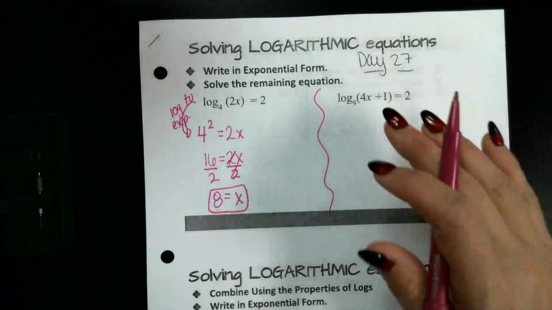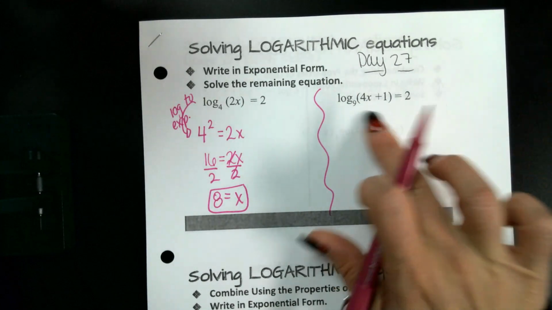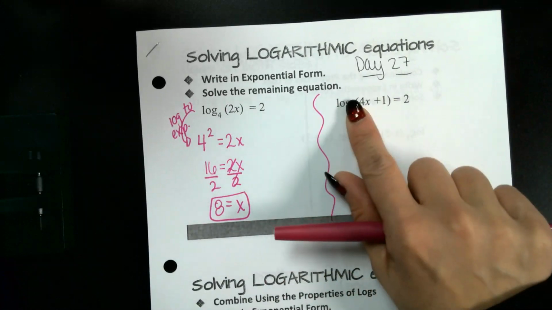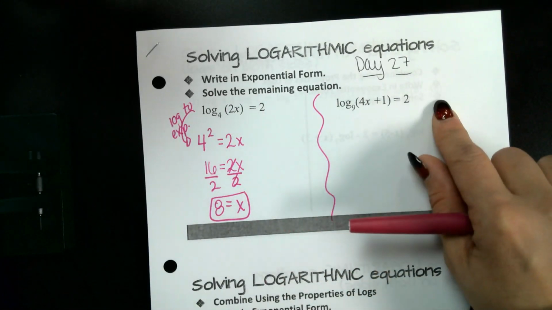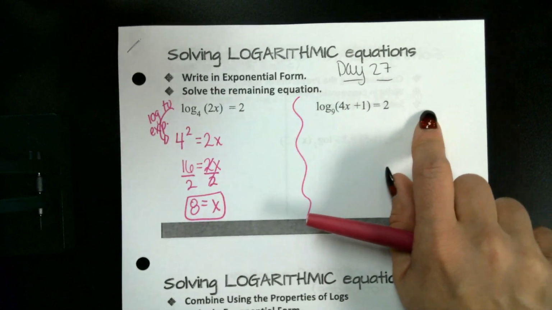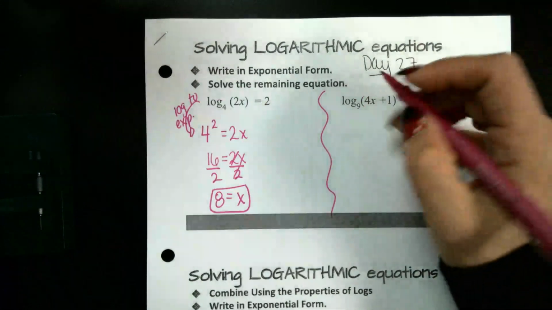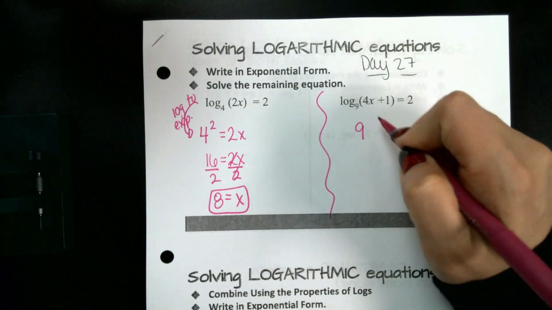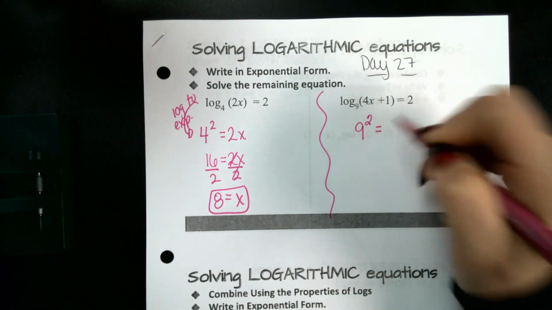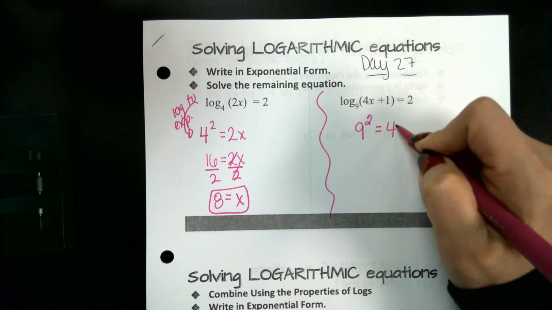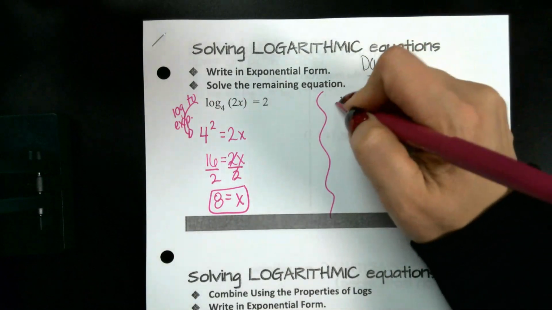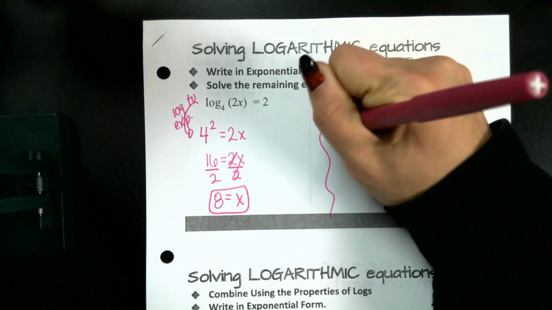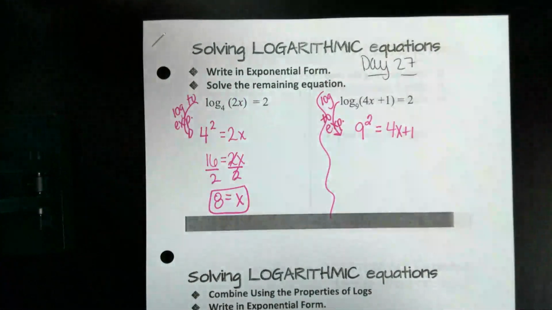Okay, then same thing right here. You've got one single log over here, and it's just set equal to a constant. So again, which one is our base? 9. The 9. And then the exponent, the 2, equals 4x plus 1. So in our first step, we wrote the log form, and we turned it into exponential form.